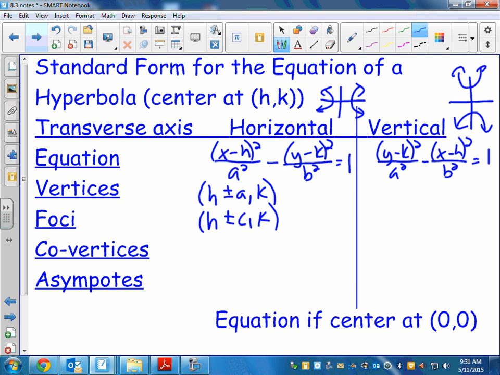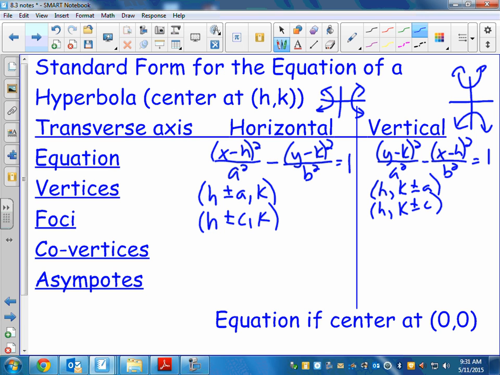If you're going vertically, you're moving up and down. So that's why you're adding and subtracting to K instead of H. So that becomes H, comma K plus or minus A for the vertices, and H, comma K plus or minus C. And again, you're welcome to try to memorize all of these, or just think through it. The covertices, we're going to talk about in a minute.